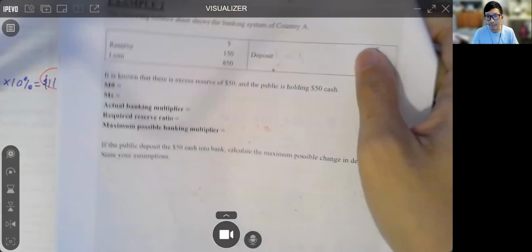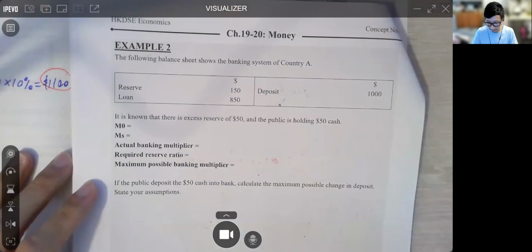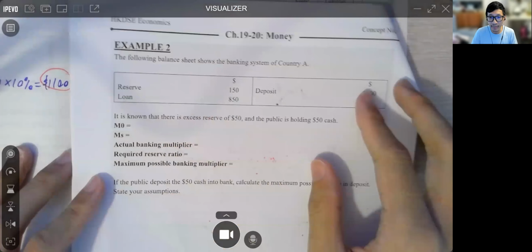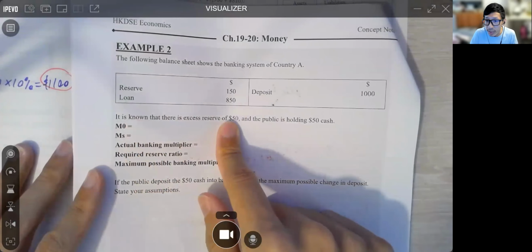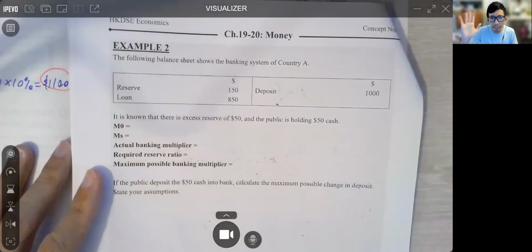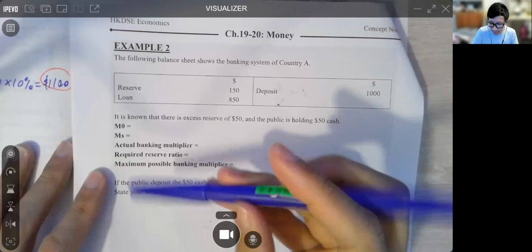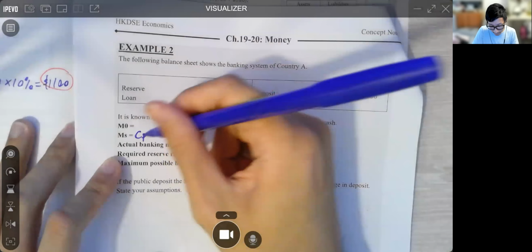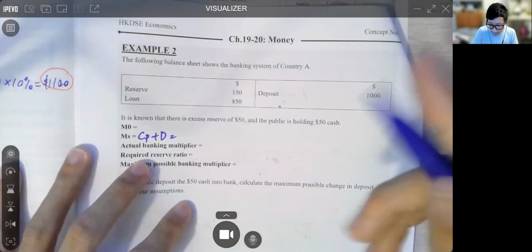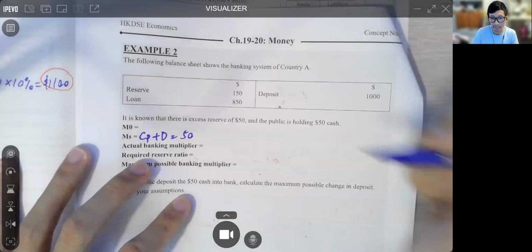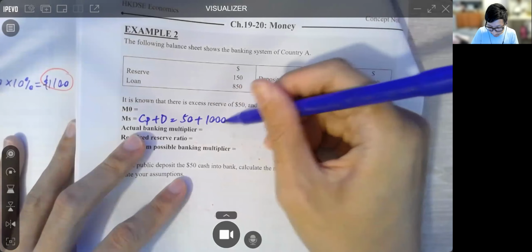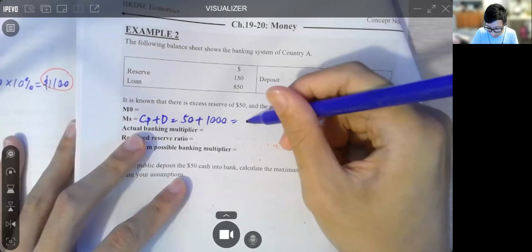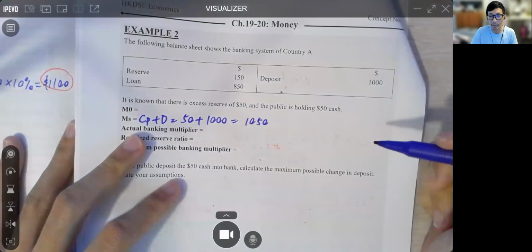Let's go to page 17. On page 17, you are given this balance sheet. This time it is known that there is an excess reserve of $50, 係有50蚊 excess reserve 啊，好嘛？不過先計咗 money supply。記住 money supply is CP plus deposit. CP holding $50 cash. What about deposit? 1,000. So we have 1,050 as our money supply.